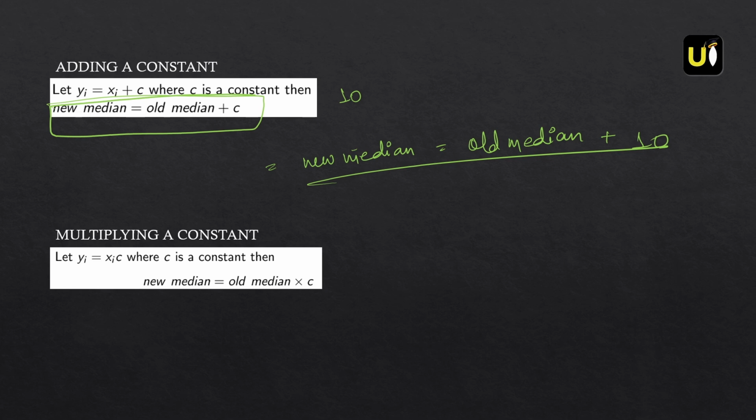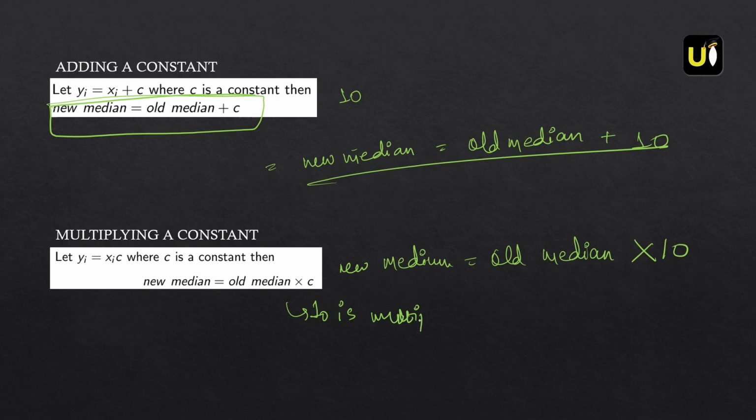Now we have multiplying a constant. If we multiply a constant, it is the same as the mean. So the new median will be the old median into the constant. Suppose 10 is multiplied, and here 10 is added. All right, so you have to keep them in mind.